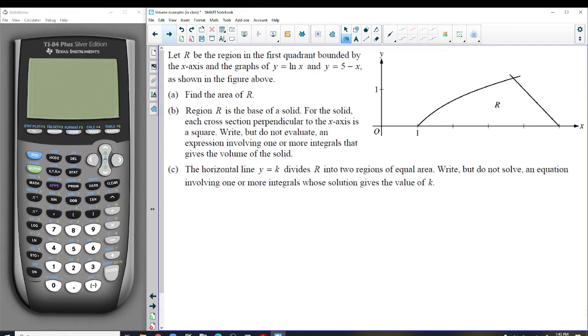Let R be the region in the first quadrant bounded by the x-axis and the graphs of y equals natural log of x and y equals 5 minus x, as shown in the figure above or off to the side here. A, find the area. So now we're going to do area is the integral from a to b of right minus left. But then if we do right minus left, we're doing that with respect to y, because one of these curves is always to the right. This line is always to the right of the natural log of x up to that point.